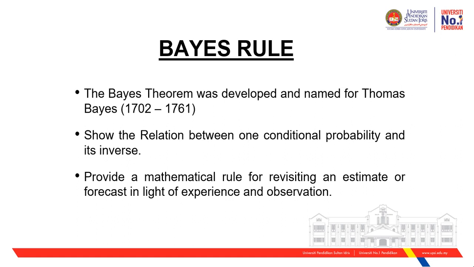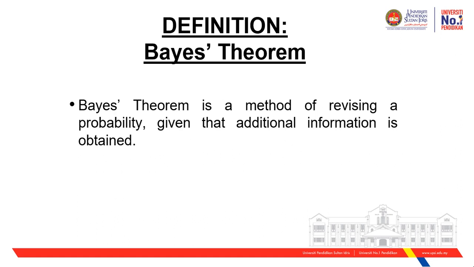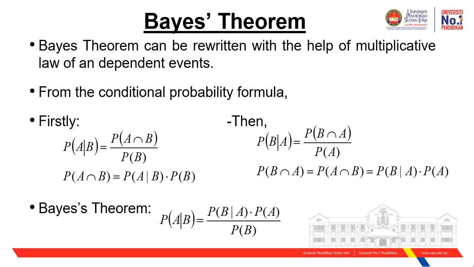So basically, the concept that we use in this Bayes theorem is the concept of conditional probability. Okay, so you may look back in chapter 1 under the subtopic of conditional probability. By definition, Bayes theorem is a method of revising a probability given that additional information is obtained. So what is the formula of Bayes theorem? Basically, the formula of Bayes theorem comes from the conditional probability formula and also the multiplicative law of independent event.